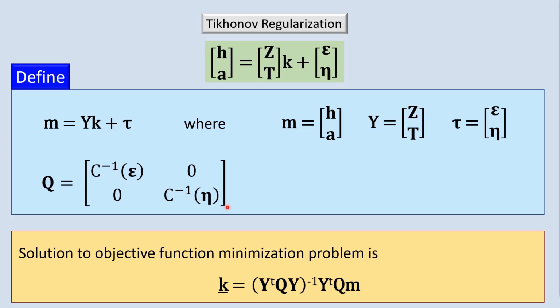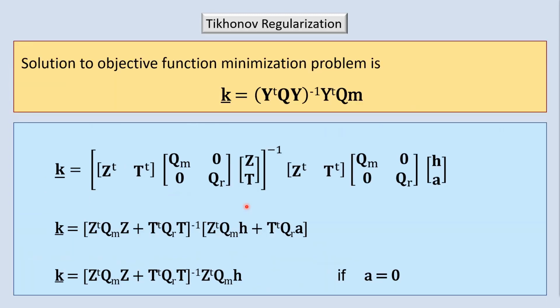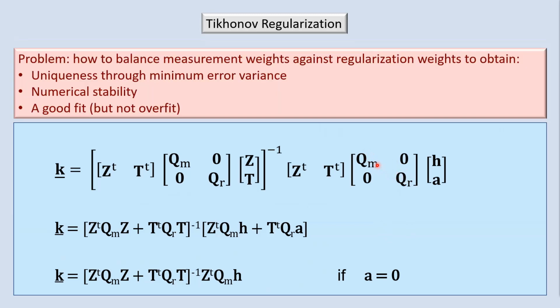And what's the uncertainty of the regularization constraints? We don't actually know those either. So we can't actually define QM and QR in such a way that these two are balanced the way they should be balanced, to balance model to measurement misfit against adherence to regularization constraints. If we get that balance wrong, we will not attain the things we desire.